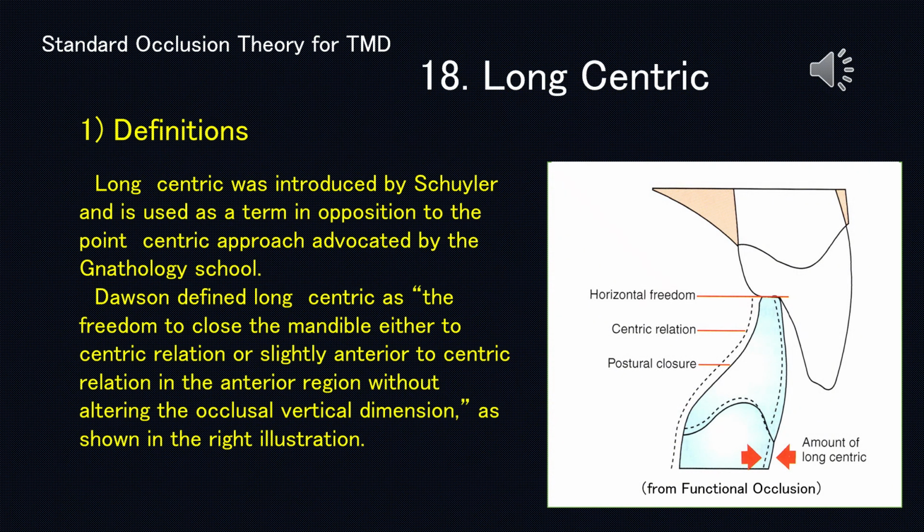1. Definitions. Long-centric was introduced by Schuyler and is used as a term in opposition to the point-centric approach advocated by the Gnathology school. Dawson defined long-centric as the freedom to close the mandible either to centric relation or slightly anterior to centric relation in the anterior region, without altering the occlusal vertical dimension, as shown in the right illustration.